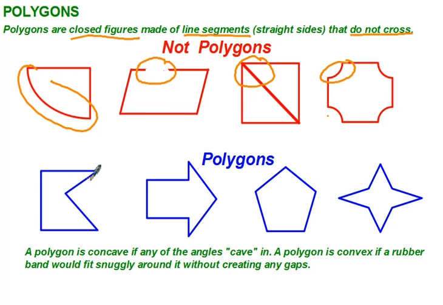These are all polygons. You can see even though they might be odd figures, they're still all made of straight sides. They all are closed figures and none of the lines crisscross.